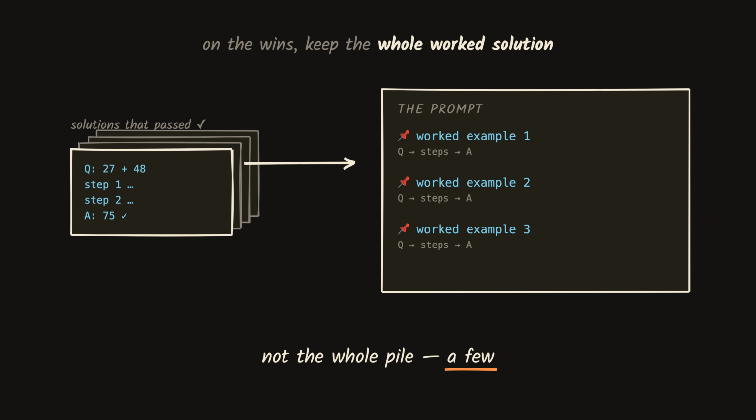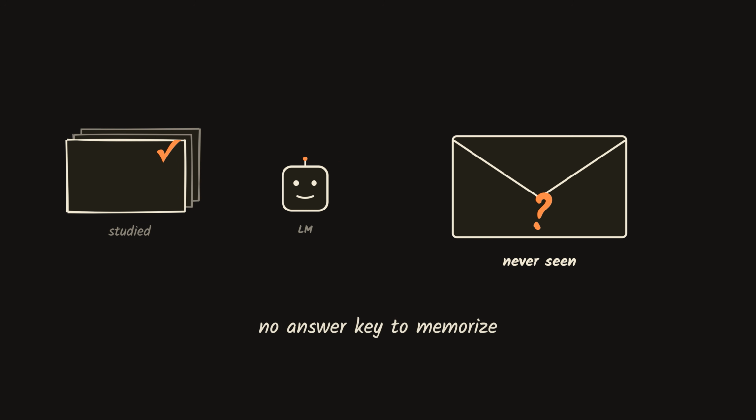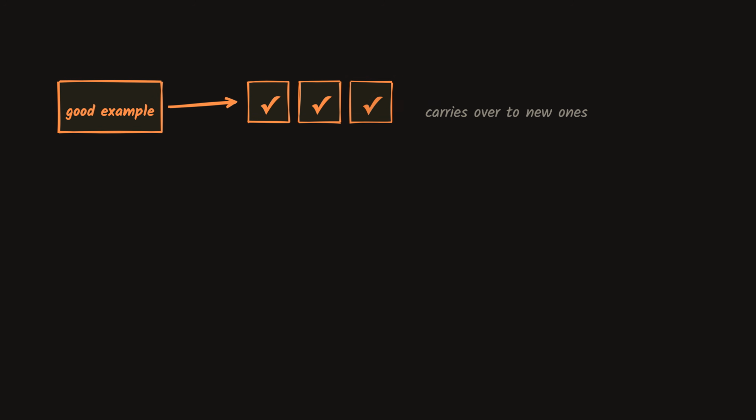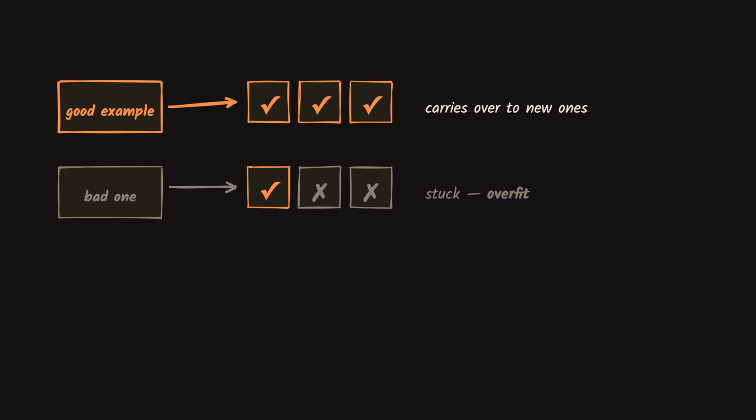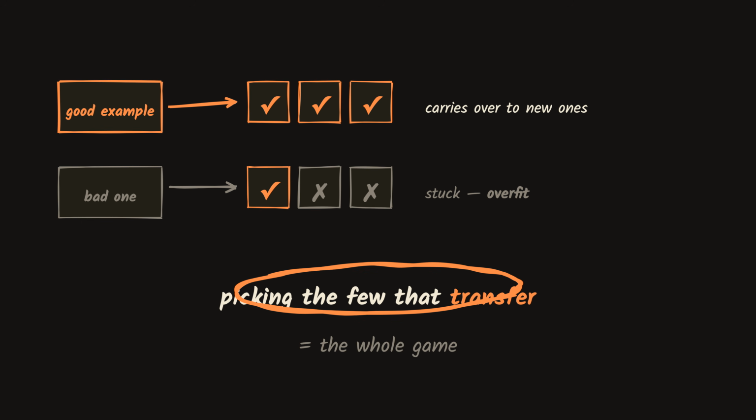And the key word is few. Not the whole pile, a few. The prompt only has so much room, so it can't smuggle in an answer for every question. And the questions you actually care about are new ones it's never seen. So this isn't memorizing the answer key. The real job is finding the handful of worked examples that teach the underlying move well enough to carry over to problems that aren't in the set. Good examples generalize. Bad ones just overfit. Picking the few that transfer is the whole game.